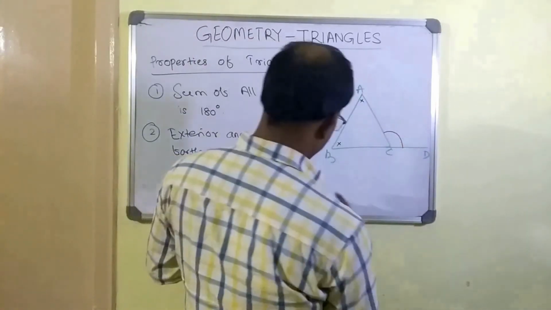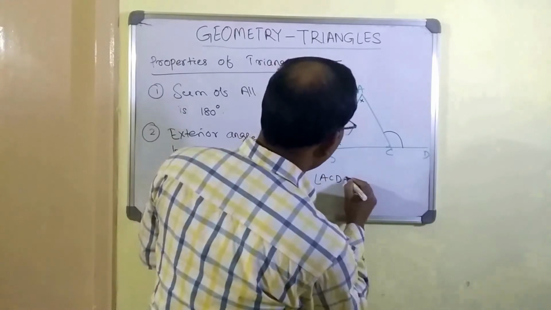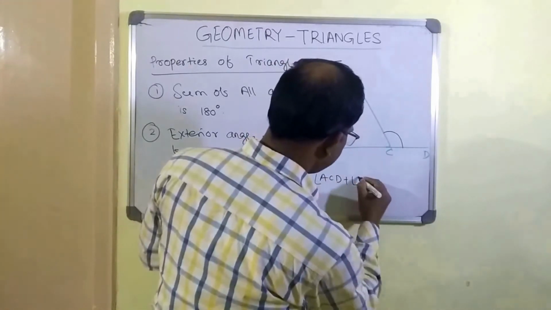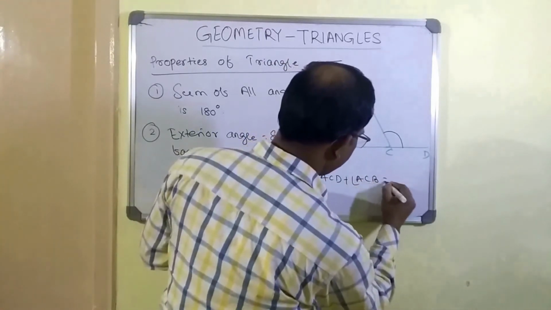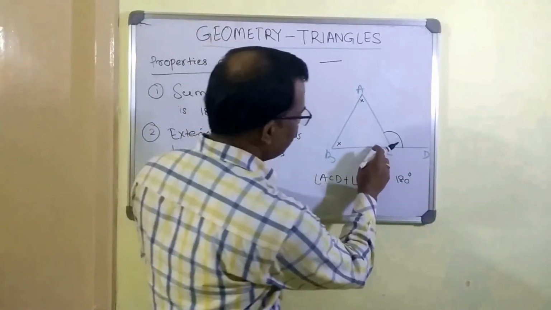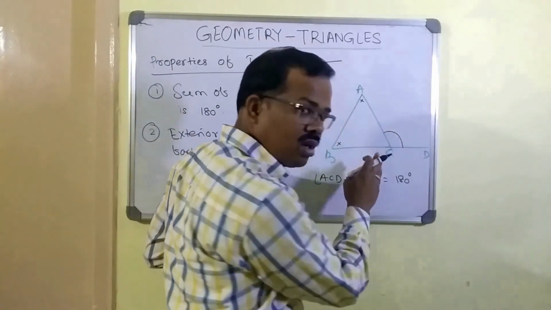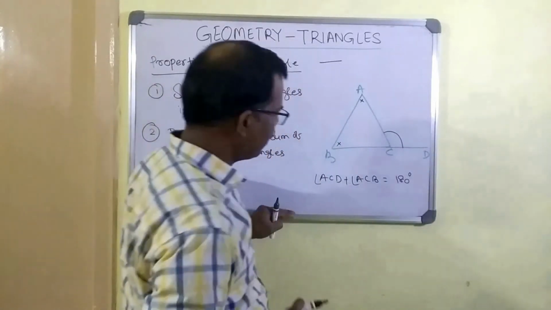So here if I say angle ACD plus angle ACB, that will be equal to 180 degrees. Why? Because they are on the same line. They are on the same side of the line BD.